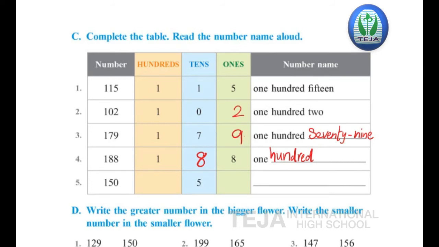HUNDRED. 100 and 88. EIGHTY. 80. EIGHT. 88. Next here is 150. Write 1 in hundreds place, 5 in tens place, and 0 in ones place. The number name of it is 150. What is the spelling of 50, children? FIFTY. 50. Okay. Now next bit.